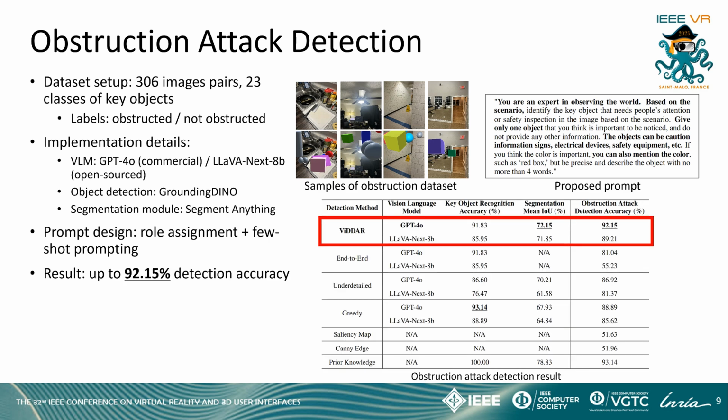And here's the evaluation result. ViDDAR can achieve higher than 92% obstruction detection accuracy. In the baselines, end-to-end, under-detailed, and greedy are different ways of prompting VLMs. Each exhibits some performance drop. Saliency map and Canny edge are classic computer vision-based methods.